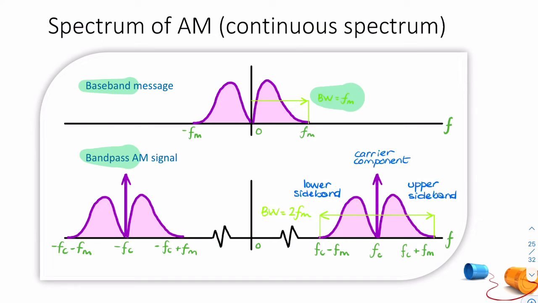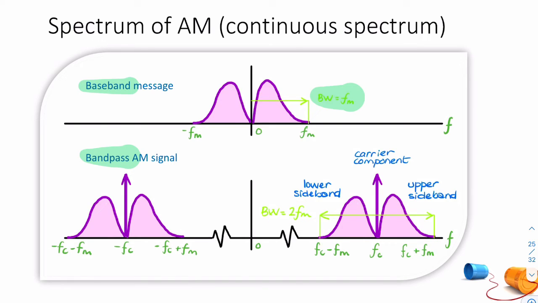And we find that this is mirrored in the negative side of the frequency axis. So we have the carrier, we have the upper sideband, so this corresponds to that, and we have the lower sideband, so this corresponds to that. But notice that the total bandpass bandwidth, the bandwidth of the AM signal, is actually this plus this, which is twice FM.